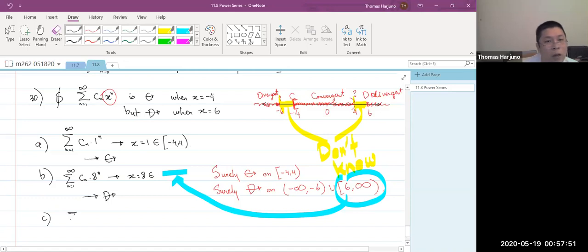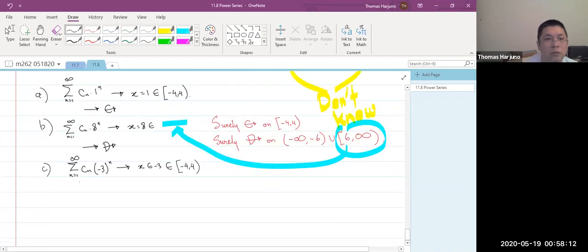How about the series Cn (-3)^n? X is -3, which is inside the interval of convergence. So that will be convergent.